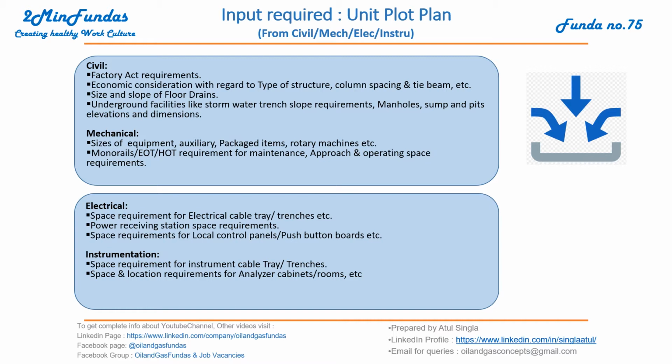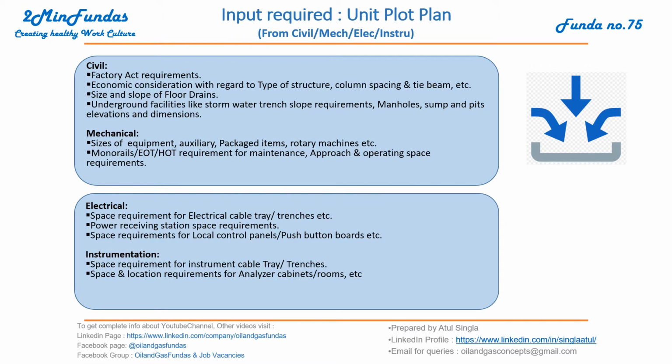Okay, from mechanical side, we are looking for sizes of equipment, auxiliary, package item, rotary machines. At the beginning of the project, we are looking from mechanical, what kind of equipment they are giving us, what are the sizes, what are auxiliary items we are having, what are the packaged item, what are the rotary and static equipments. This information comes from mechanical only.